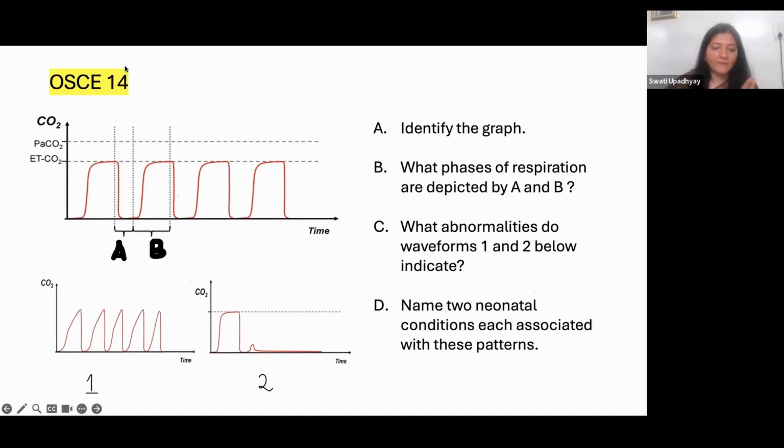Now look at graphs 1 and 2. What abnormalities do they indicate? And also name any two neonatal conditions each associated with these patterns. Bronchospasm is okay, but what abnormality do you see? Fin shaped. Yes, Jebin has correctly pointed it out. It's fin shaped, but what fin? And what is happening in the graph?